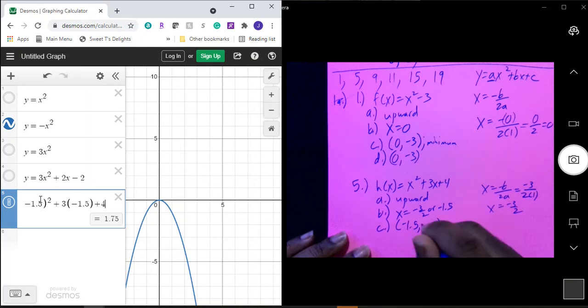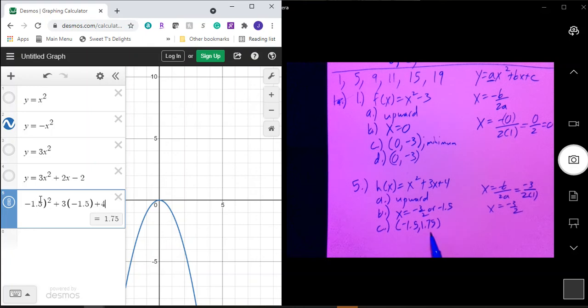So now our vertex is negative 1.5, 1.75. And since this graph is opening upward, that means that this is a minimum point.